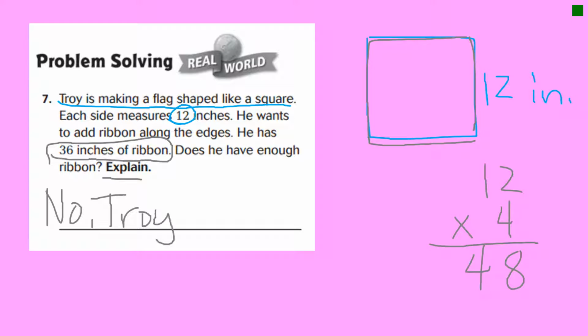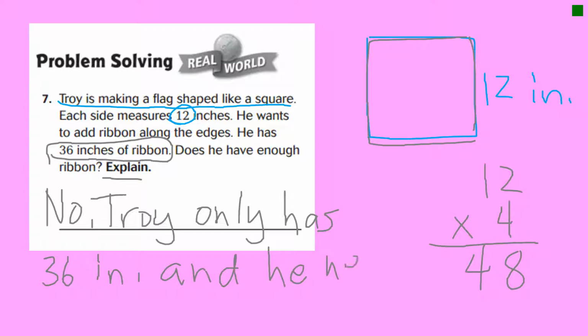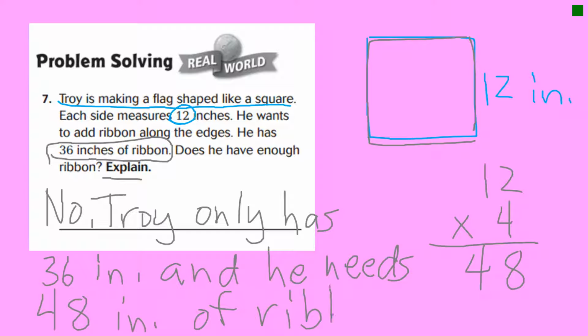Troy only has 36 inches and he needs 48 inches of ribbon. Okay? Oh, Troy, he's going to have to go back and buy more ribbon. All right. Flip your paper over. Let's see what's on the back.